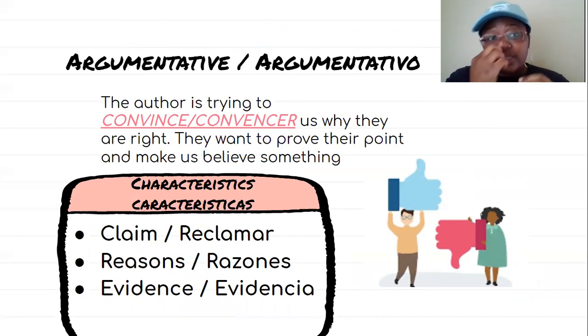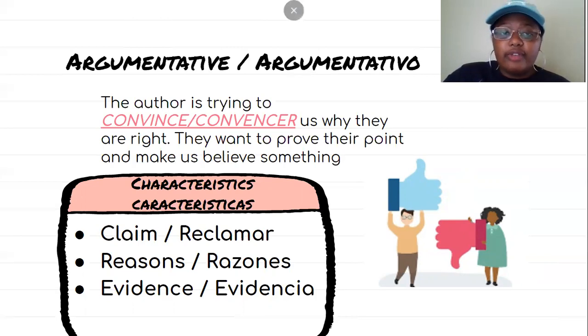So our characteristics of our argumentative essay is that we have our claim, reclamar. We have our reasons, razones. We have our evidence, evidencia. Those are the 3 main things that we need in our argumentative essays to prove our point and to create a clear argument.